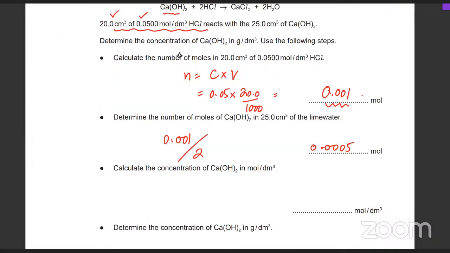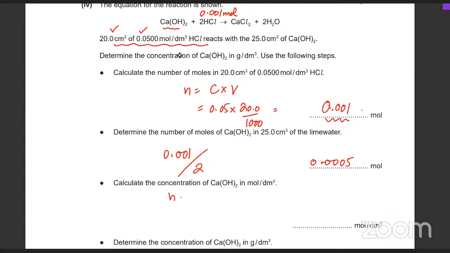Calculate the concentration of calcium hydroxide. So what was moles? It was concentration times volume, right? So concentration will be moles over volume. We already know the moles, which is 0.0005. And what volume was given for the calcium hydroxide? It gave you the volume as 25 cm³. So 25 in dm³ should be divided by 1000.